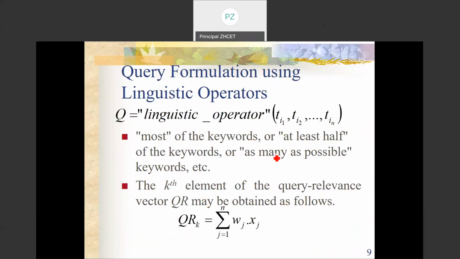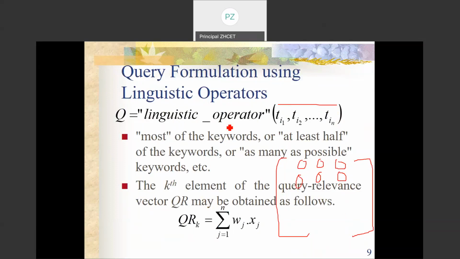For example, this is the relevance matrix. So I'll take all these corresponding values and I'll do at least half or as many as possible for them. Similarly, for these values, at least half or as many as possible for them. So it depends how many keywords I want to keep in the linguistic operator. So this will be the ordered weighted averaging linguistic operator queries.